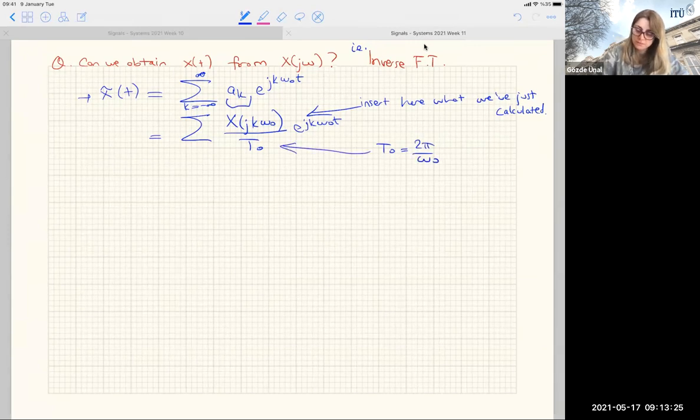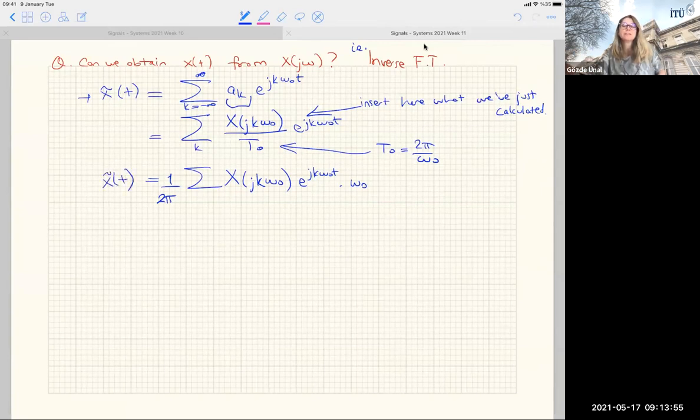Insert it here. This was k. So I will have 1 over 2 pi, because T0 is in the denominator, right? X of j k omega 0, the spectrum at multiples, or the discrete spectrum, because it's for the periodic signal. Now, e to the j k omega 0 t, times omega 0. We will take the limit as in the previous one. This is not exactly a very rigorous mathematical proof, but it's still intuitively fine. Remember, we said, as T0 goes to infinity, look at our, okay, maybe spectrum.